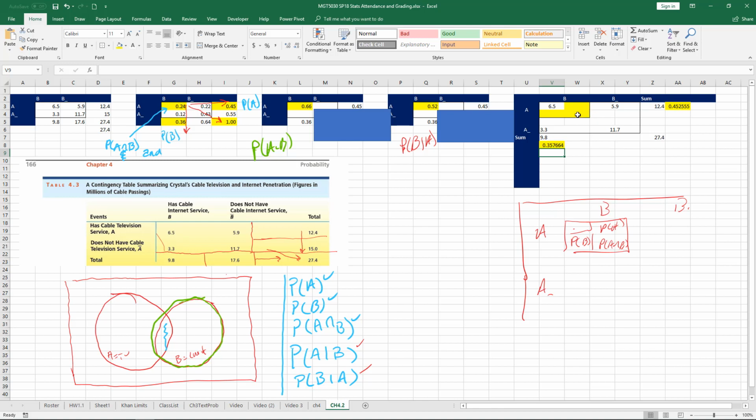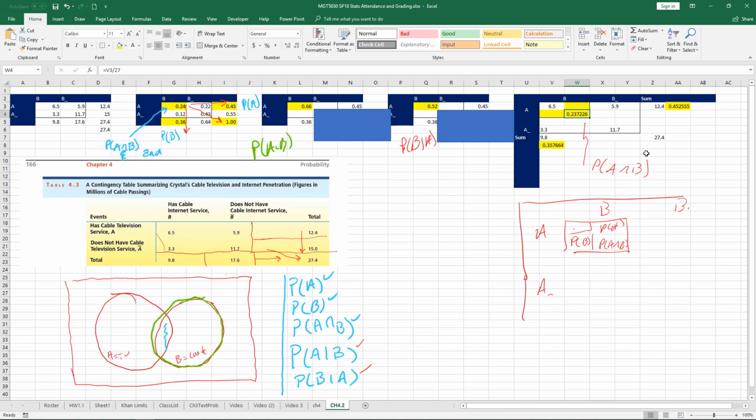Now the probability of A intersect B is going to be the number of customers that have both divided by the total number of customers. It's in this diagonal direction, so I'm going to put it down in this diagonal box from the original number here. So that's going to be equal to 6.5 divided by 27.4. Okay, so that's about 24%. If you remember, that is the probability of A intersect with B. That's down here, this little blue squiggle area.